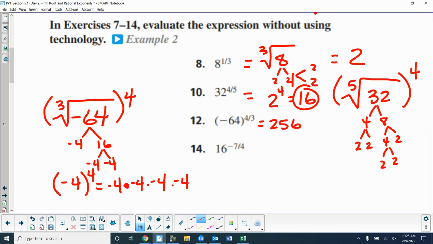Okay, that's doing it without technology. Do I care if you use technology? No. Okay, so if you use your calculator, that's fine. Okay, now, what happens when that exponent's negative? Let's go over that one. It's okay for the base to be negative, but what about the exponent? What did we say yesterday? We do it like this, right?